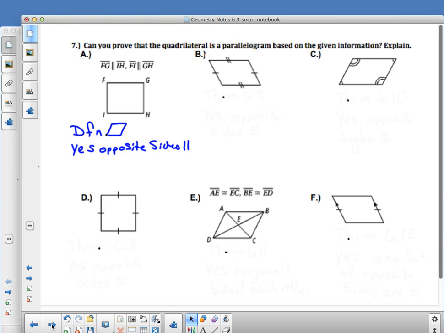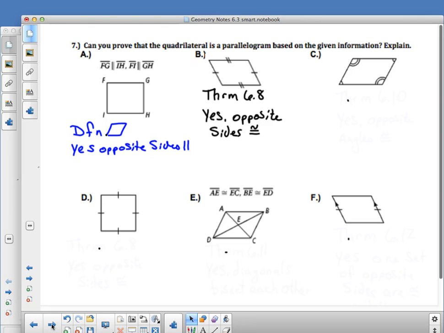Now you'll notice that in the answer, I am kind of throwing back the properties I'm using because this is notes, and notes is reading. Your notes should help you understand the material. It shouldn't be a reconfiguration of the material or relearning because you didn't get it done the first time. Now, opposite sides are congruent. Theorem 6.8, yes, opposite sides are congruent. It works. It's a parallelogram.